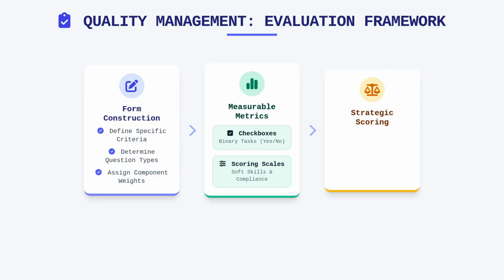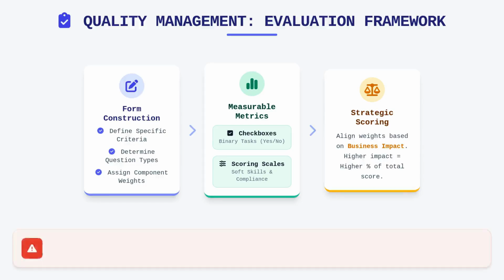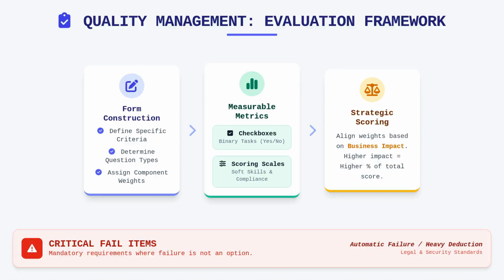You must be strategic with weighted scoring, ensuring that categories with higher business impact receive a larger percentage of the total score. Furthermore, you will encounter the concept of critical fail items, which are mandatory requirements that, if not met, result in an automatic failure or a predefined point deduction regardless of the overall score. These items are indispensable when measuring adherence to legal requirements or security standards, where failure is simply not an option.